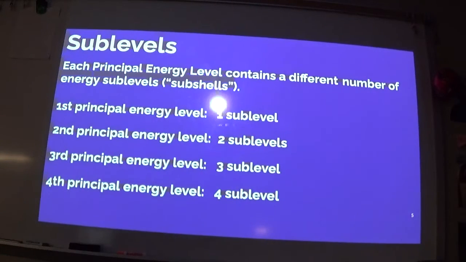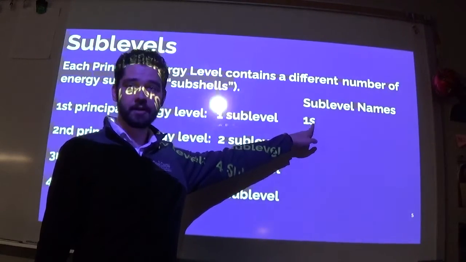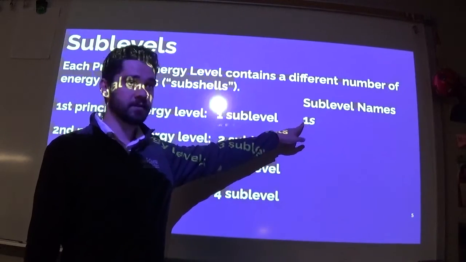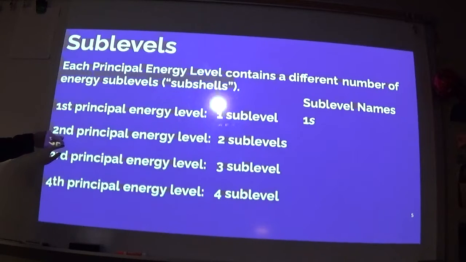I can look up why it's these letters and not just A, B, C, D, but it's different. The first sublevel is called S, and if it's on the first energy level, we call it 1s. So it's the S subshell on the first energy level, so we call it 1s. That's the name of that sublevel. On the second energy level, there's an S subshell, but we would call it 2s.